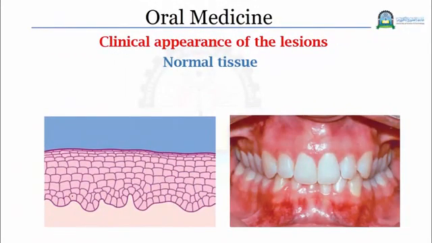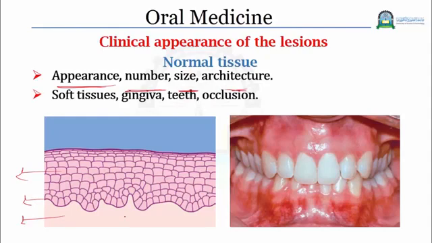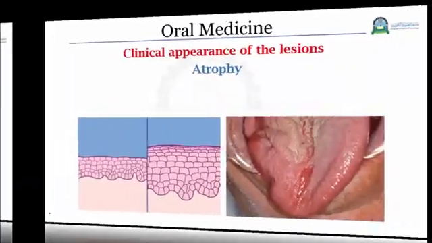Normal tissue in histopathology appears as epithelial layer, basement membrane, and connective tissue. This is the histopathological normal appearance, and clinically this is the normal appearance of the oral cavity. Normal tissue should be normal in appearance, and in the number, size, and architecture of the cells. Soft tissue, gingiva, teeth, and occlusion should appear normal.